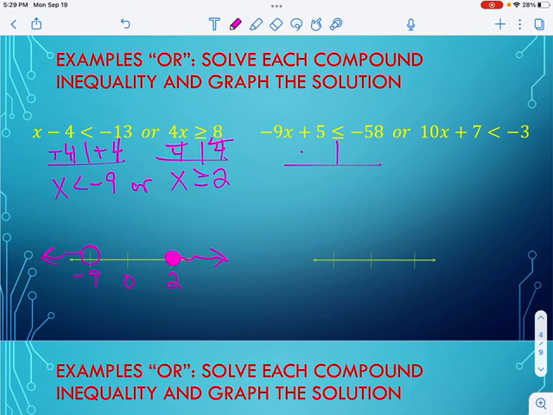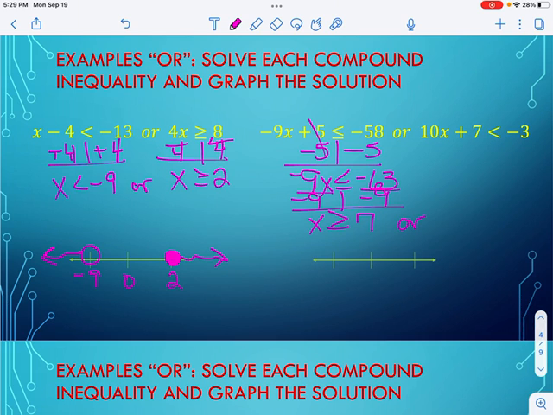So on the second one, we'd subtract 5 from both sides. That's going to get me negative 9x is less than or equal to negative 63. Then we're going to divide by negative 9. So x is greater than or equal to 7.